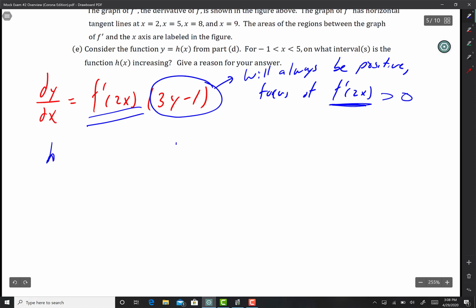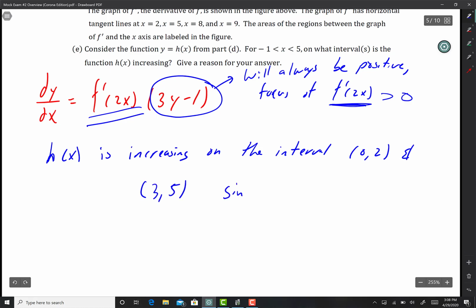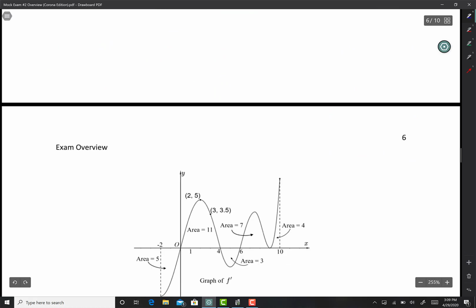H of x is increasing on the intervals 0 to 2 and 3 to 5, since this is where f prime of 2x is positive. Kind of want to add in these specific intervals, but that's fine right there. All right, guys, let's go to the next one.